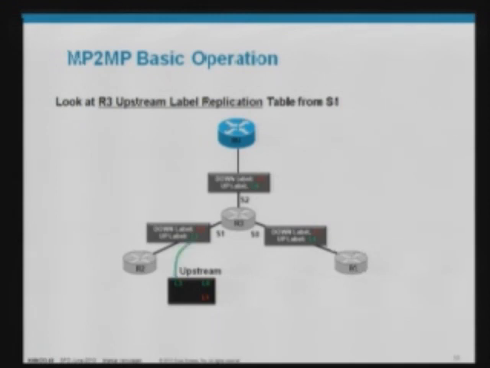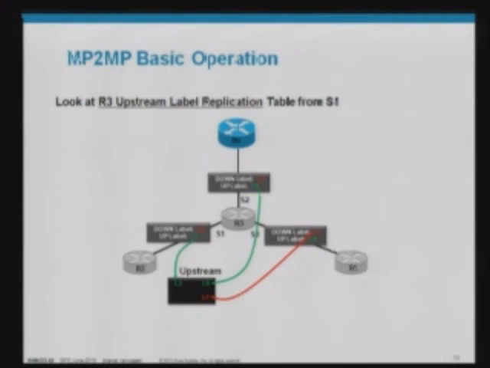So the upstream label, which is the label given by R3 towards R2, R2 will be using upstream label towards the root and downstream label towards the leaf. So at a high level, in terms of the label allocation for upstream and downstream from multi-point to multi-point, I can simplify this and say, anytime the traffic is going towards the root is upstream.